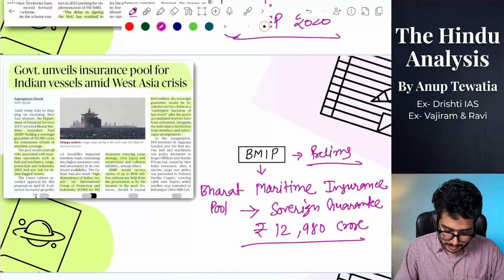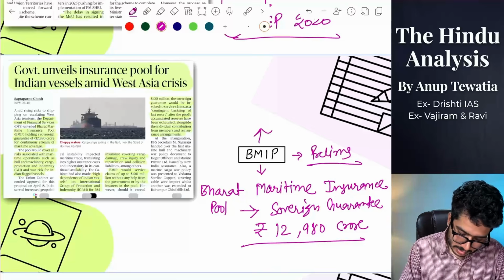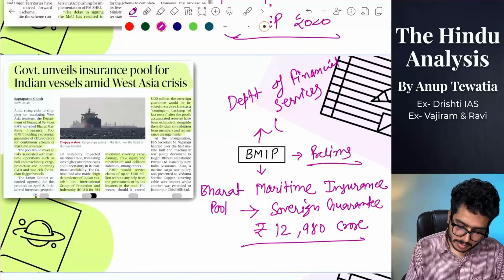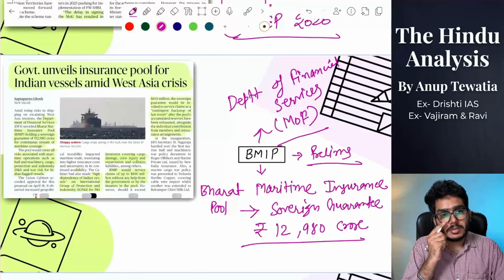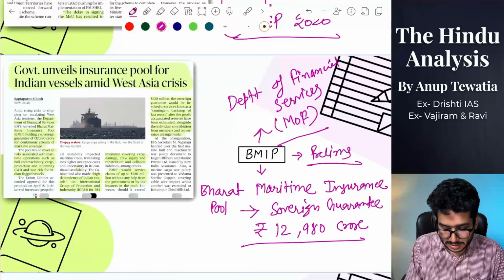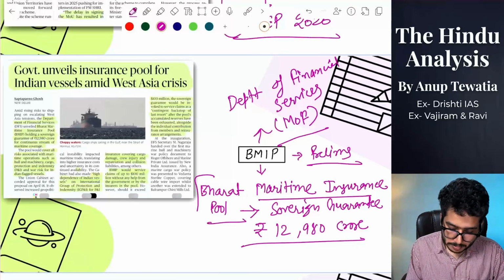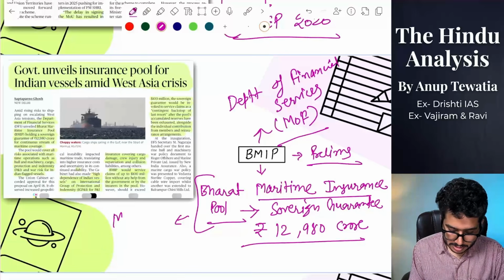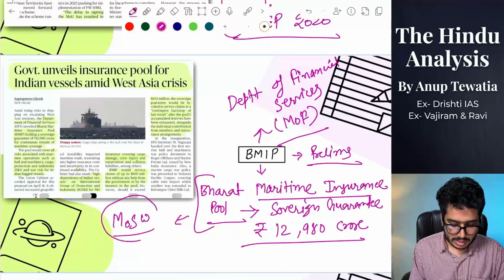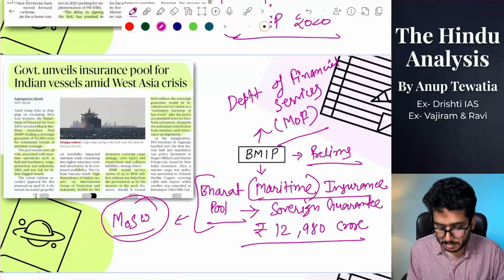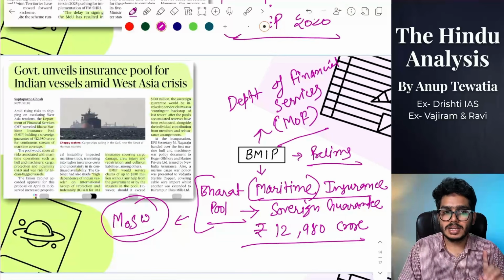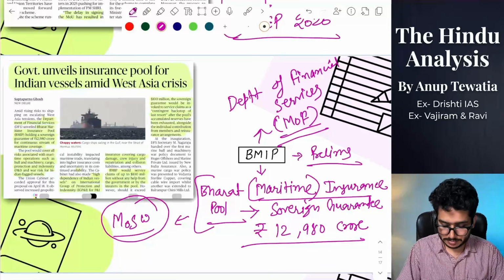This is what we need to remember, and it is unveiled by the Department of Financial Services, Ministry of Finance. In prelims, the UPSC can confuse you by saying that the Bharat Maritime Insurance Pool is released by the Ministry of Shipping and Waterways, and we might be inclined to think, okay, there is maritime, so maybe this is the ministry. But whenever there is some issue that primarily concerns money, it is always done by the Ministry of Finance.